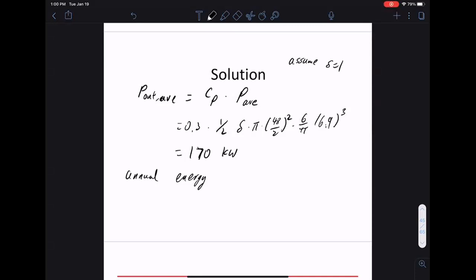Having things in joules is not our normal unit, right? So you multiply, very close, but energy is just average power multiplied by hours. Take this: how many hours are in a year? 8760. So what we get is 1.5 gigawatt hours.